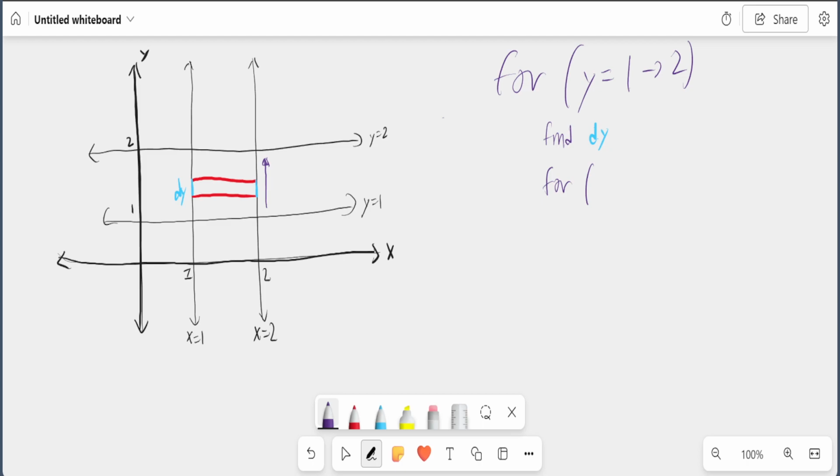dx from 2 to 1? From 1 to 2 as well, actually. From 1 to 2. Right? Because if we did it from 2 to 1, our dx's would be negative, so you just get a negative answer. But yeah, so from x equal to 1 to 2, we'd add up dx, and then after all of that, we do dy.